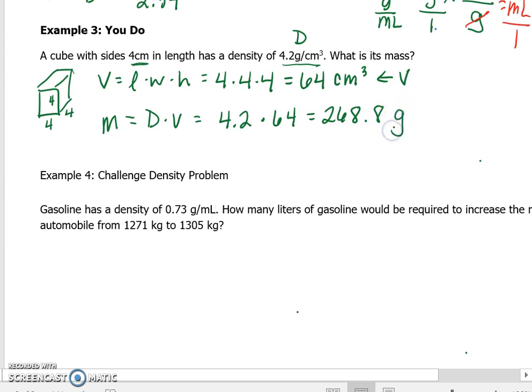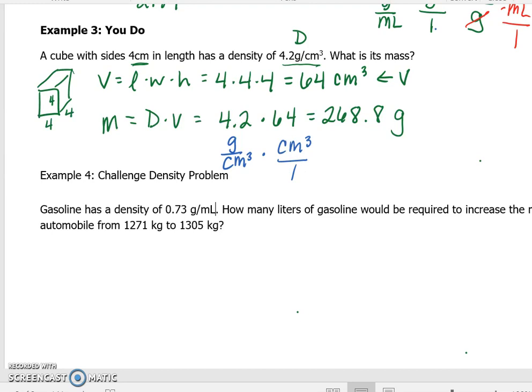And for those of you who are figuring out where the units came from, here my unit for density is grams per centimeter cubed. And here my volume is centimeters cubed, which I can make a fraction by putting it over 1. And so what ends up happening is my centimeter cubes cancel, and I end up with the unit of grams over 1, otherwise known as just grams. And that's where my units came from.